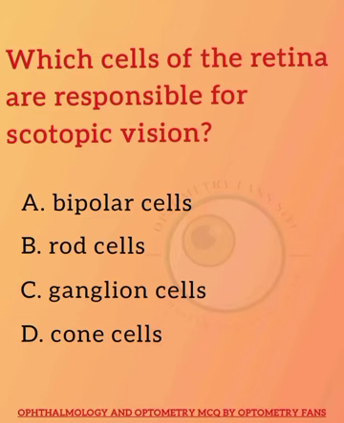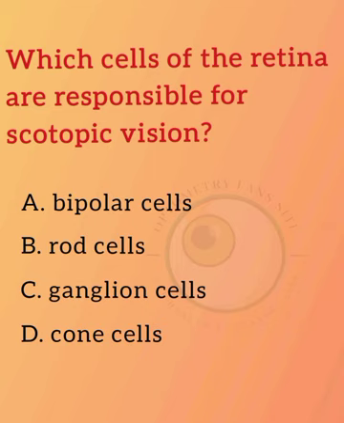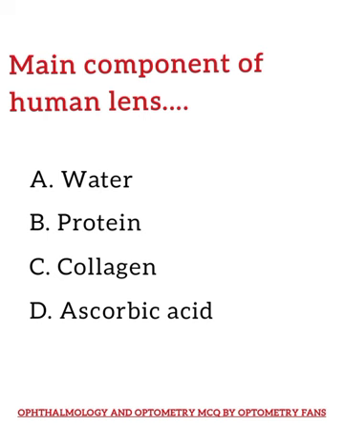Which cell of retina are responsible for scotopic vision? Option A, bipolar cell. Option B, rod cell. Option C, ganglionic cell. And option D, cone cell. The correct answer is option B, rod cell.